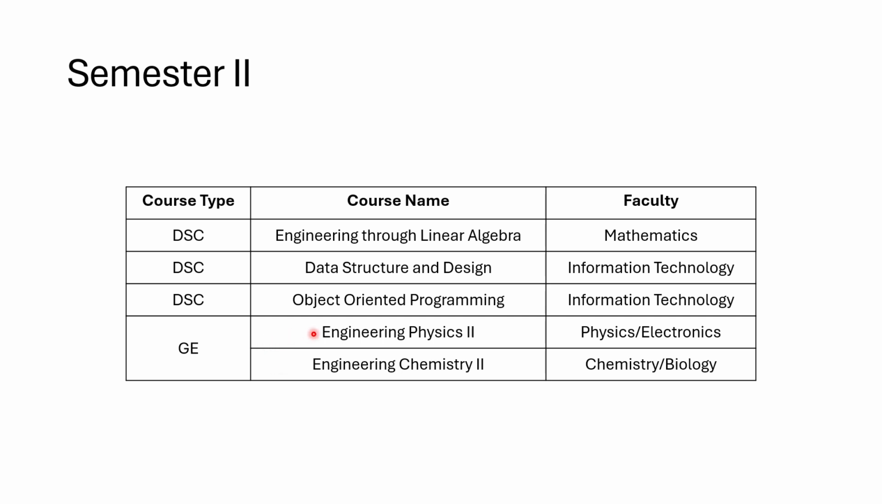GEs, you can choose one of them, and there's a prerequisite. If you want to choose this one, you should have read physics in semester 1. If you want to choose this one, you should have read chemistry in semester 1.